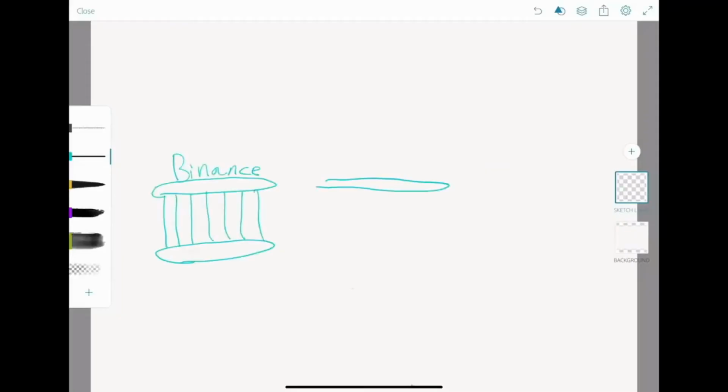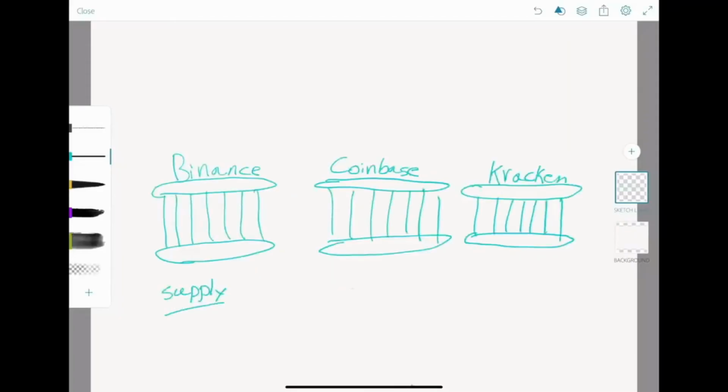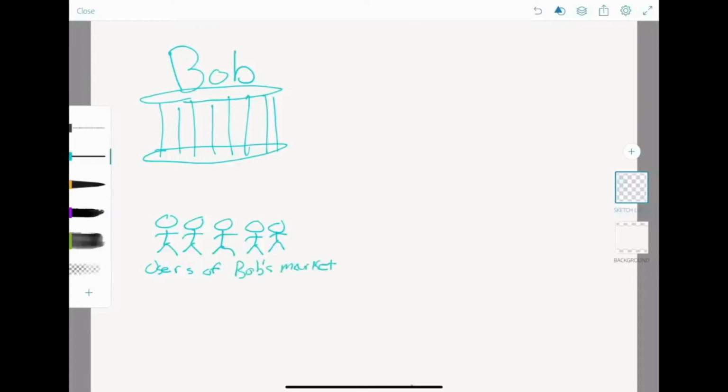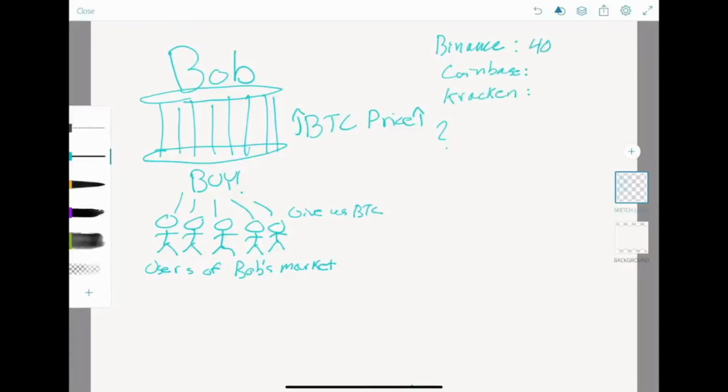Different cryptocurrency markets have their own supply and demand for any particular asset. Let's use Bitcoin. Market maker Bob has just listed Bitcoin on his exchange, and as a result, Bob's market has seen a massive amount of buy orders compared to sell orders, causing the value of Bitcoin to rise in that isolated market. And at this moment, Bob's Bitcoin is worth more than any other Bitcoin on other markets.